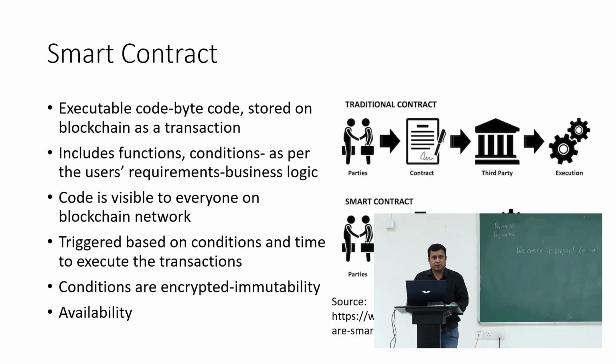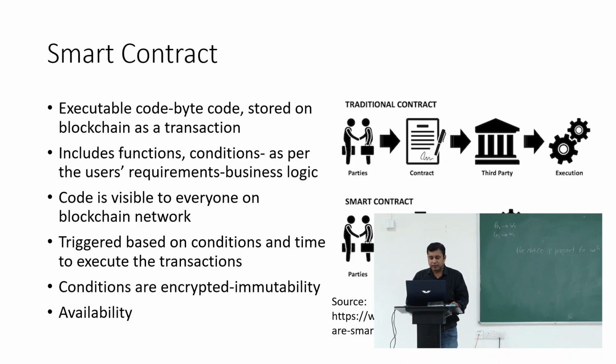So whenever a user is performing a transaction, the conditions will be applied on the transaction, and upon the fulfillment of those conditions, the contract is executed. Such contracts are deployed on the blockchain. So obviously it will give the immutability of the contract. And each node has a copy of this contract. So availability of the contract is also achieved using the smart contract.